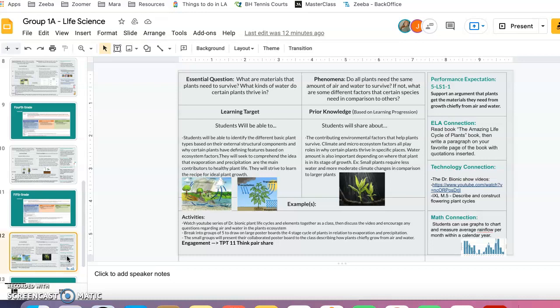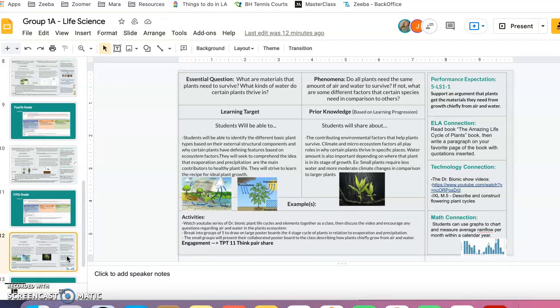Again, just based on the environment and what kind of plant it is, it is going to describe how much water or air that plant needs to survive, thrive, and grow, and also reproduce. Students will be able to identify the different basic plant types based on their external structural components and why certain plants have defining features based on ecosystem factors. They will seek to comprehend the idea that evaporation and precipitation are the main contributors to healthy plant life.